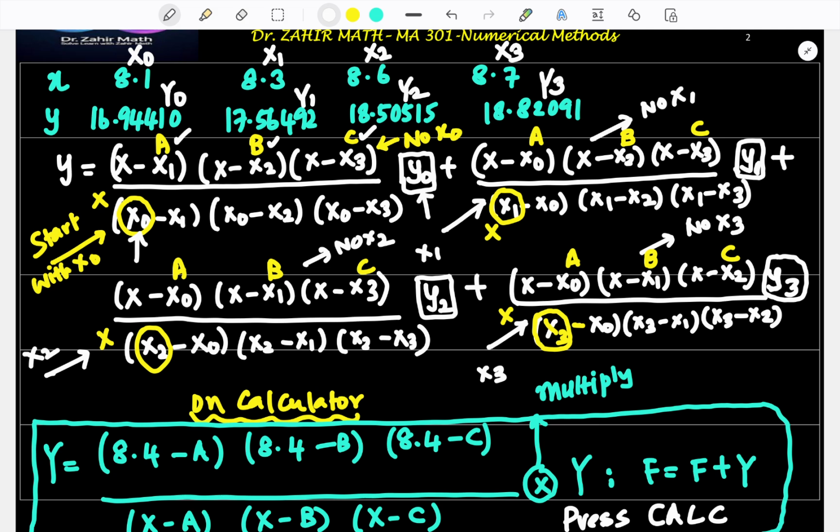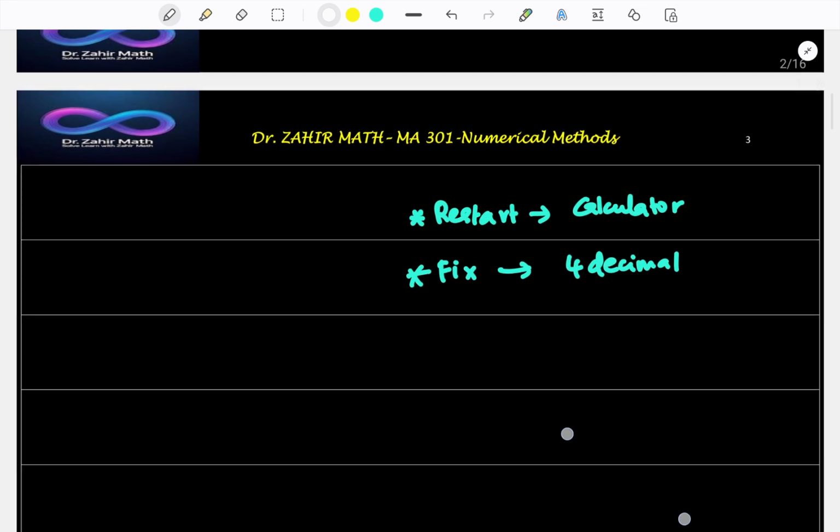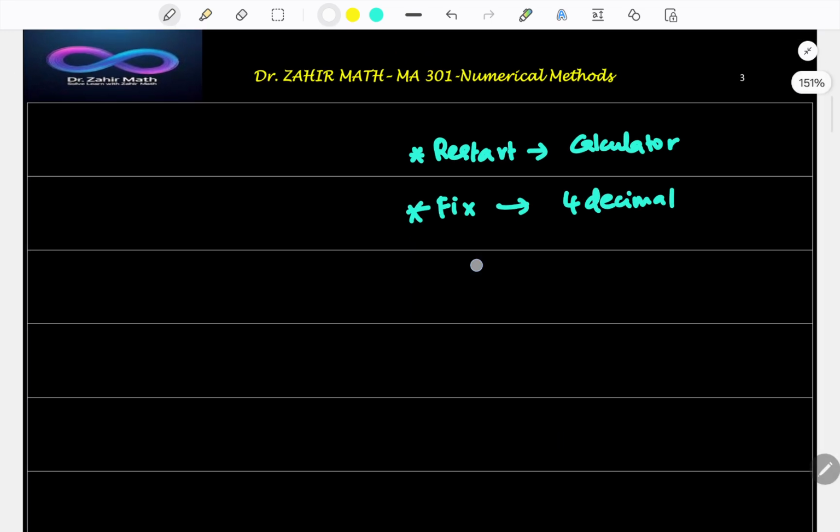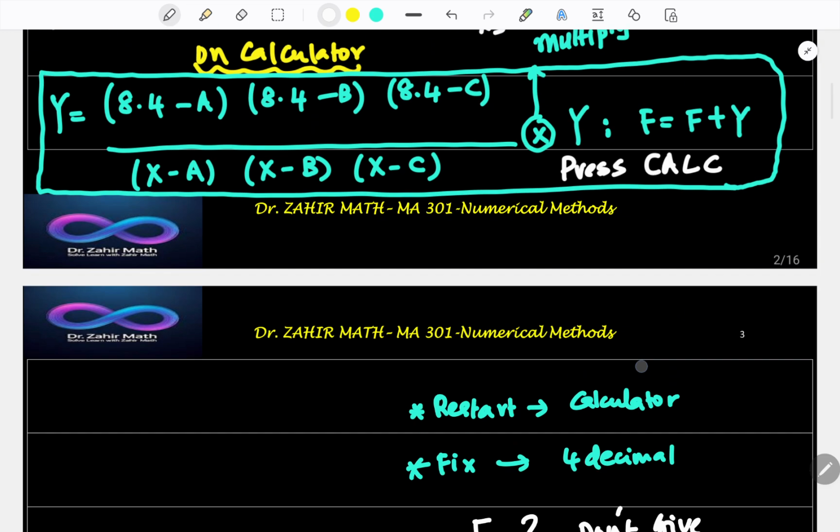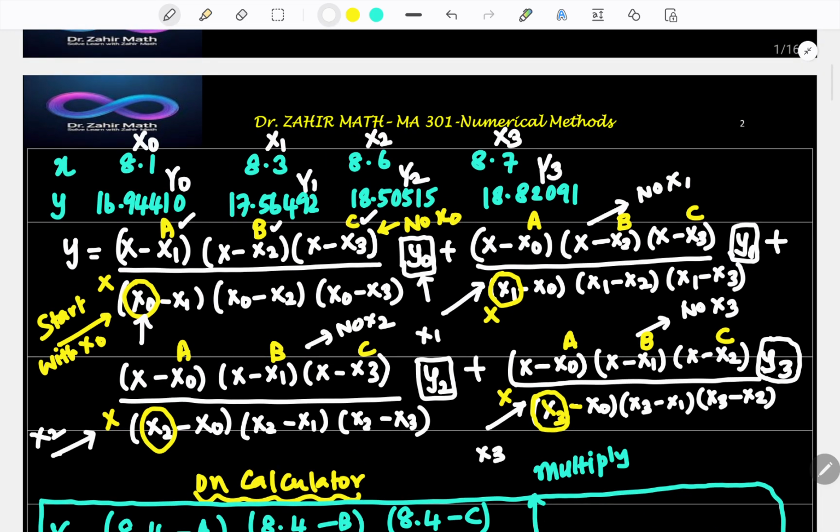16.94410. Press equal. Now the calculator will ask you F question mark. Don't give any value for F. Once the F comes, just press the equal sign. Don't give any value for F. Just press the equal sign. If you press equal, it will give you the Y value.